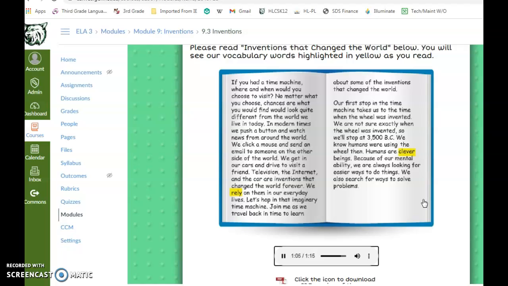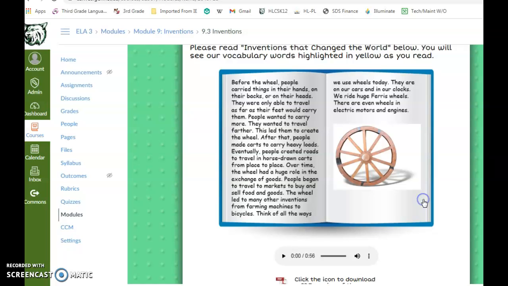Humans are clever beings. Because of our mental ability, we are always looking for easier ways to do things. We also search for ways to solve problems. Before the wheel, people carried things in their hands, on their backs, or on their heads. They were only able to travel as far as their feet would carry them. People wanted to carry more. They wanted to travel farther. This led them to create the wheel.